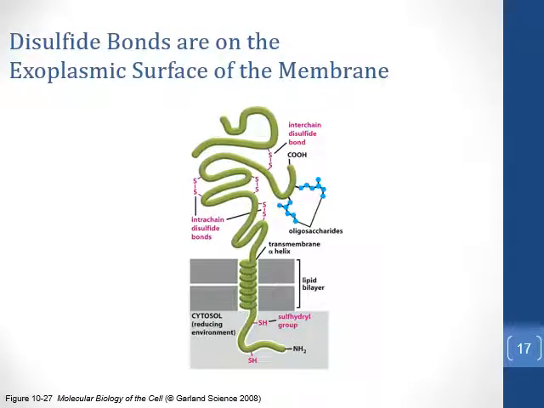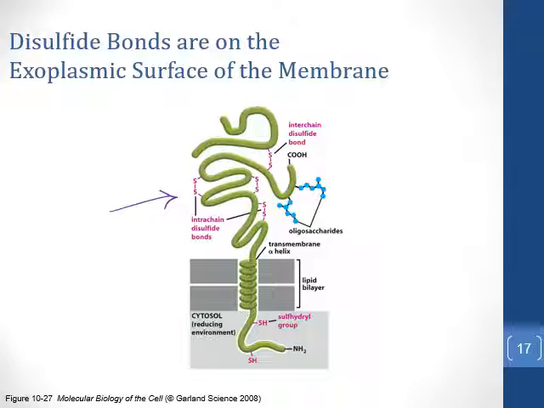All right, so that's it for carbohydrates. Let's shift our focus now to disulfide bonds. Just like with carbohydrates or oligosaccharides that are added to proteins, the disulfide bonds are also going to be added in the lumen of the ER. Consequently, any protein that has a disulfide bond in it that's at the plasma membrane, that disulfide bond is going to be outside the cell. It's going to be on the exoplasmic portion of the membrane.